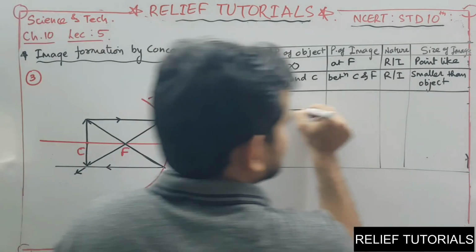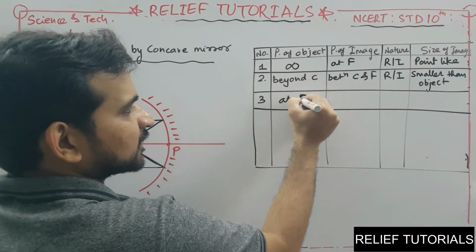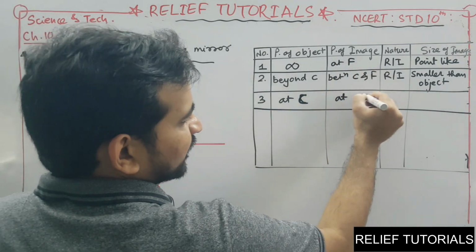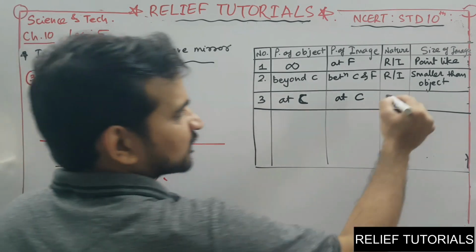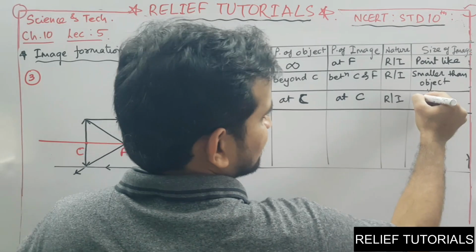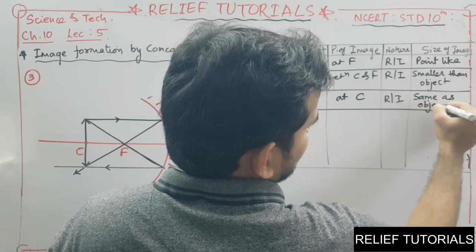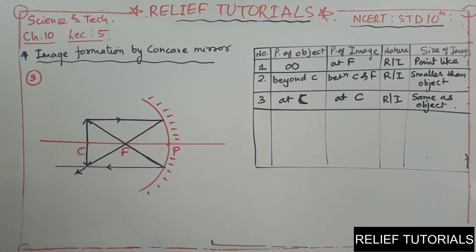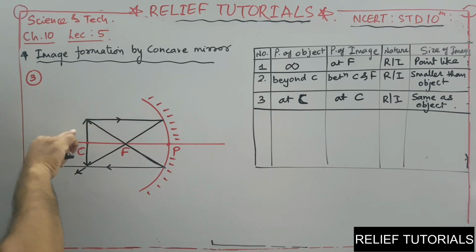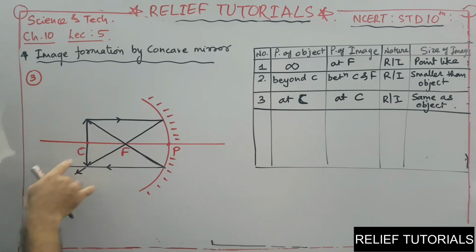So third case, if you place the object at C, the image will be obtained at C. The nature is real and inverted and the size is same as object. Size is same as object, position is same, nature is real and inverted. It's a very important case to remember.